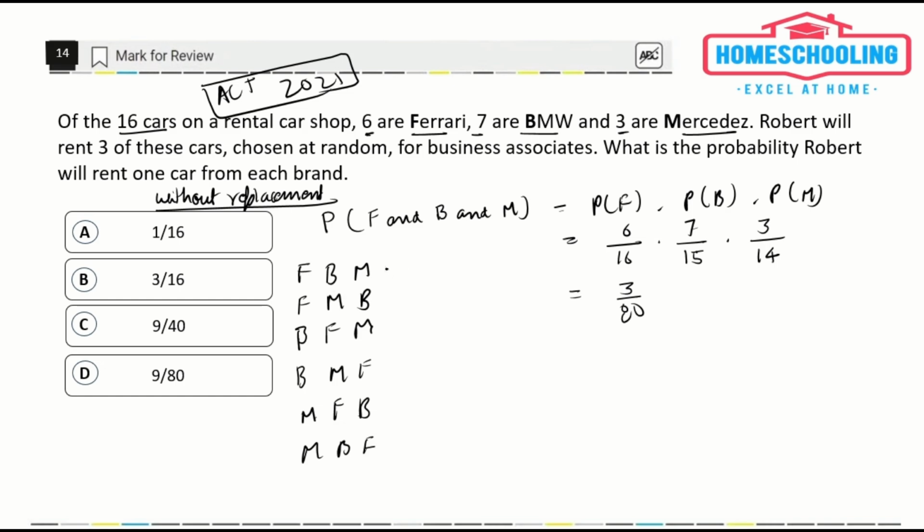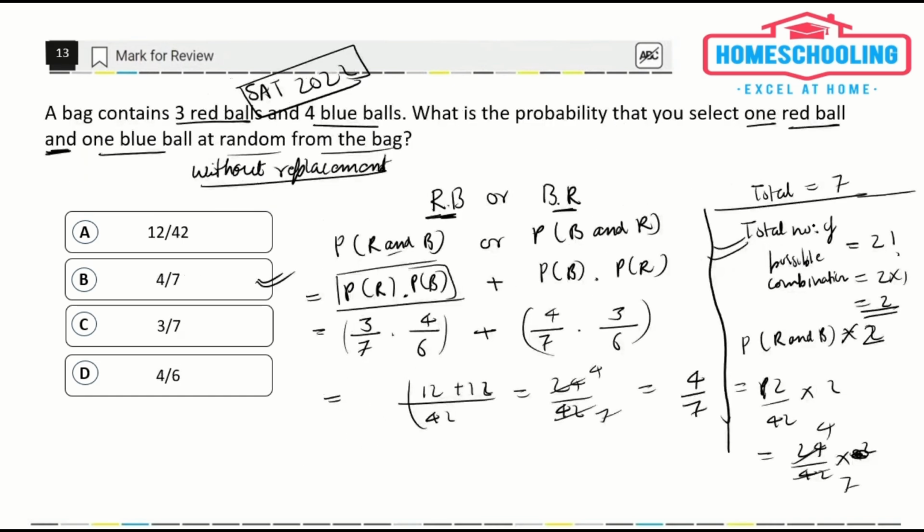So in total, how many possible combinations can we have? That is 1, 2, 3, 4, 5, 6. And in the previous questions, we found the total number of possible combinations is based on the number of variables, that is red and blue ball. So we have to find the factorial. So two types of balls are there, so 2 factorial will be there.